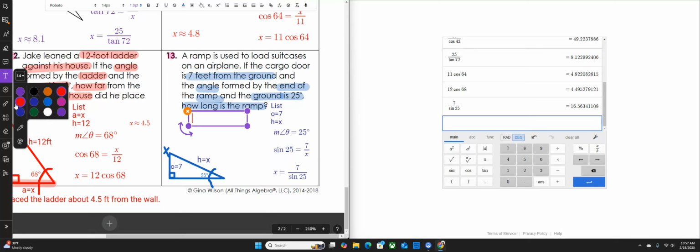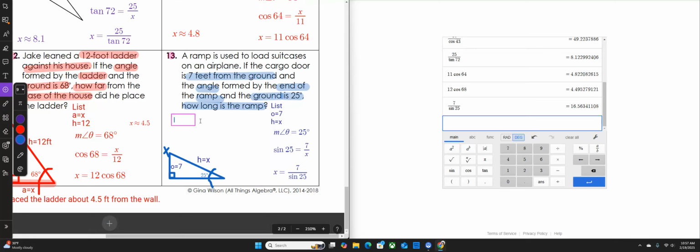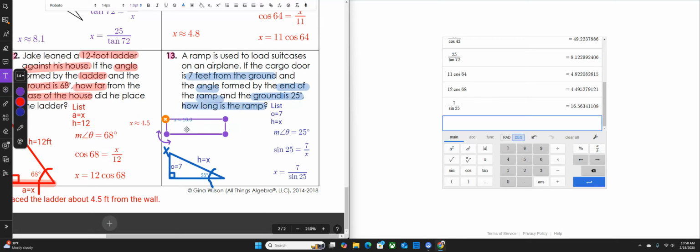Okay. And again, we gave the problem in words, so we're going to give the answer back in words. The ramp is about 16.6 feet long. And that's it.